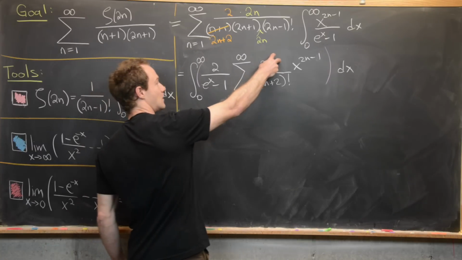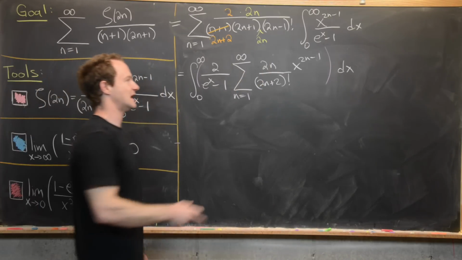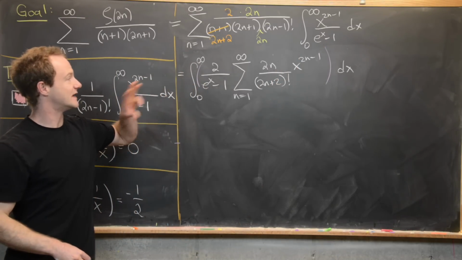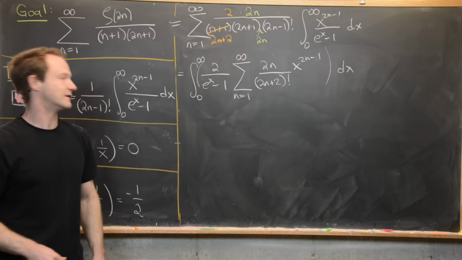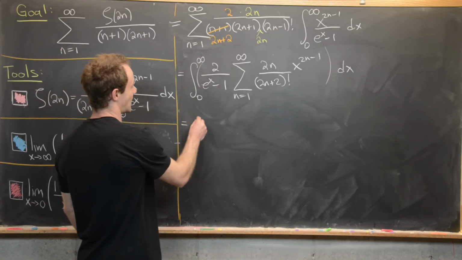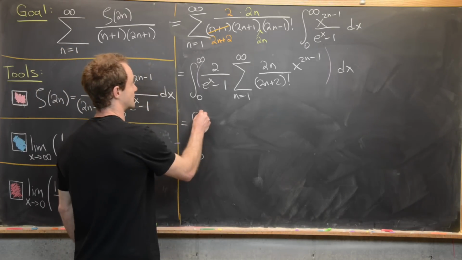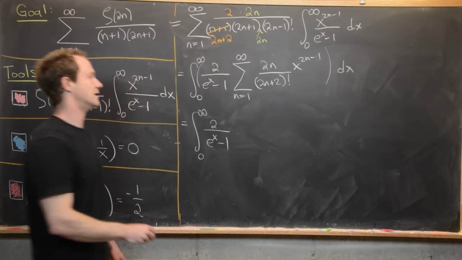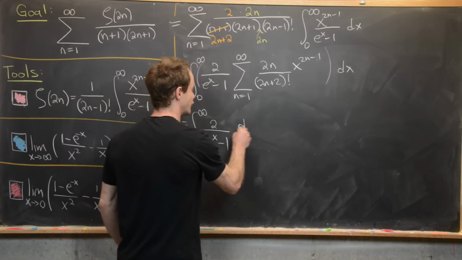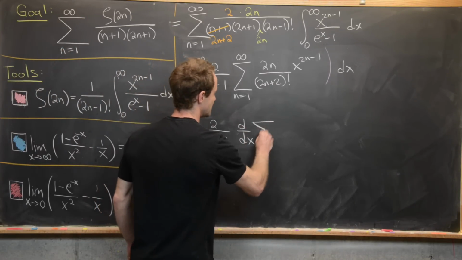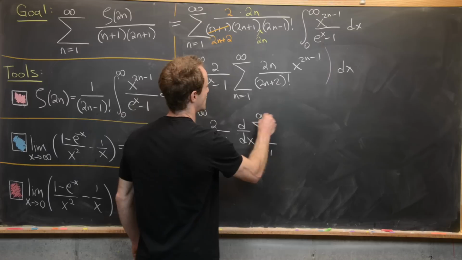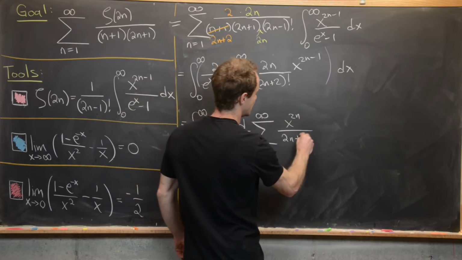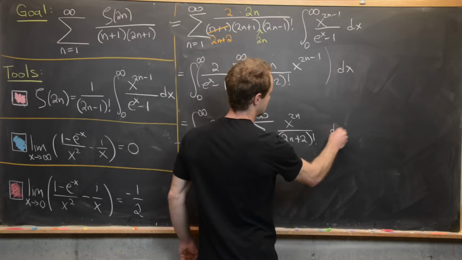Because notice we've got a multiplier of 2n, and then our exponent here is 2n minus 1. So what I'm going to do is write that as the derivative of something, and we can do that in the following way. This is the same thing as the integral from 0 to infinity. I still have 2 over e to the x minus 1. And now this is going to be the derivative with respect to x of the sum n equals 1 to infinity of x to the 2n over 2n plus 2 factorial dx.